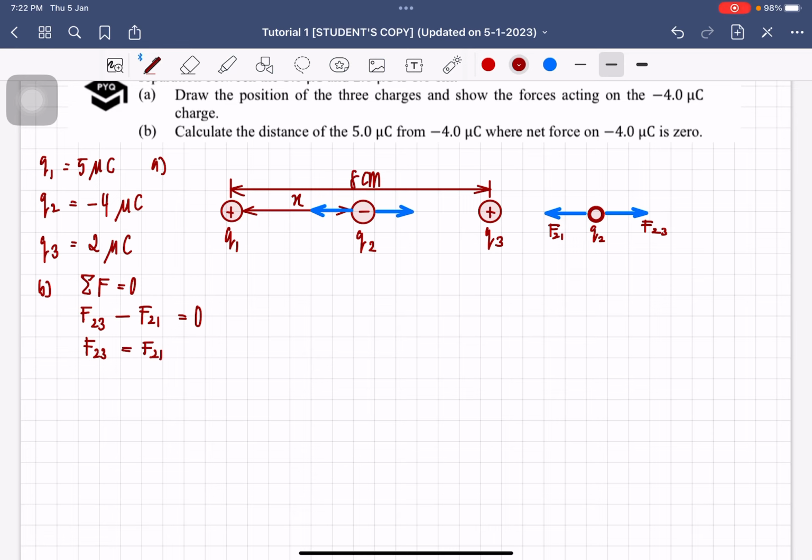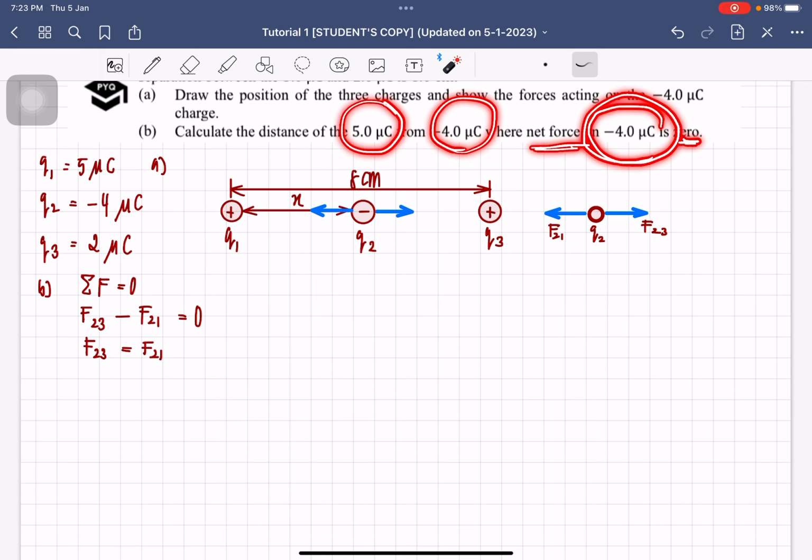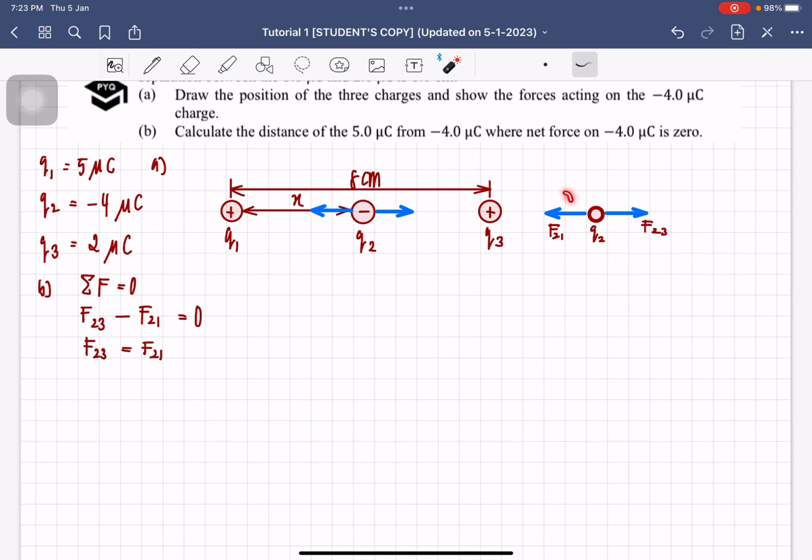Why do we look at this one? Because the question says calculate the distance of Q1 from Q2 where the net force on Q2 is 0. I'm just going to say Q1 and Q2 because it is long to write out the number each time. That's why now we focus on this charge here.